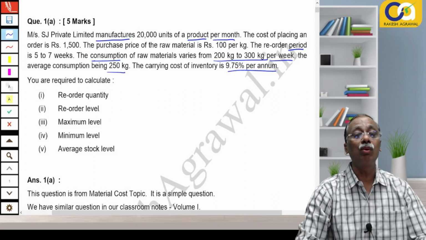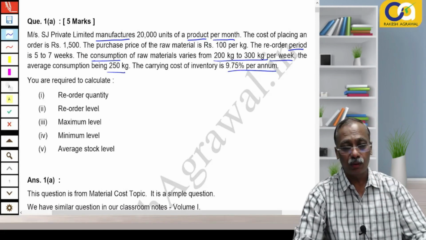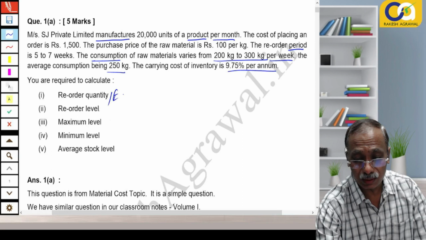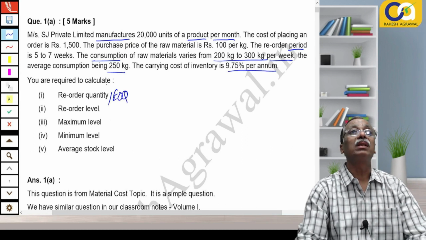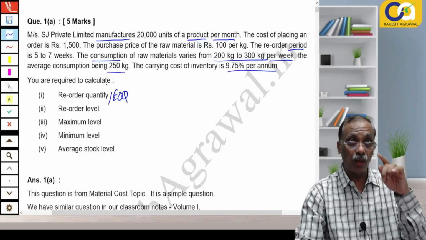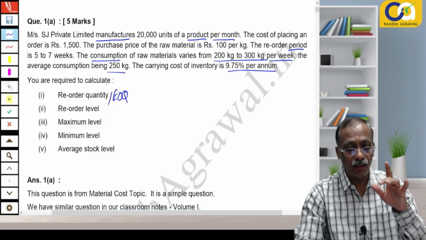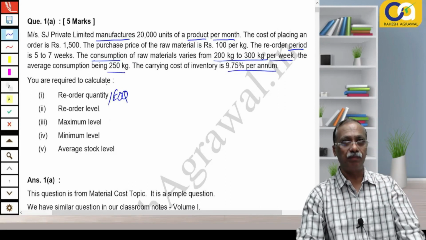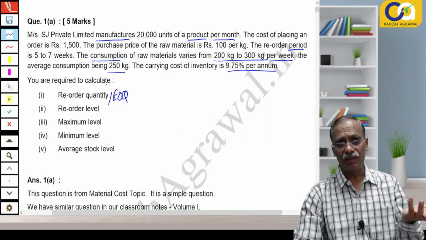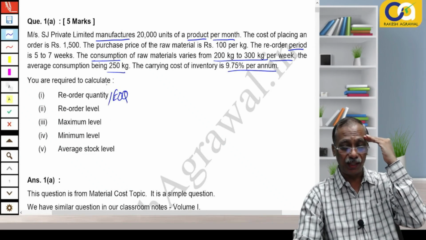Now you are required to calculate. There are 5 questions for 5 marks. It means 1 mark per question. First question is reorder quantity. Reorder quantity means economic ordering quantity. Reorder quantity by default means EOQ. Then reorder level, maximum level, minimum level, and average stock level. So naturally this question belongs to inventory levels, my dear friends. I am assuming the formula of inventory levels is here in your mind.